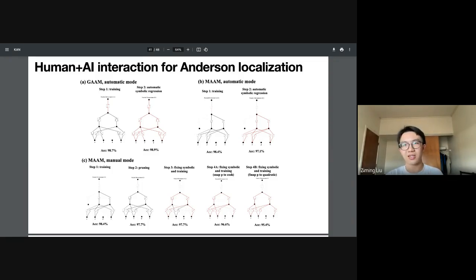But in terms of scientific discovery, sometimes there does not exist a strict or exact symbolic formula. As long as the formula can tell us something about the system and also have some prediction power for the system, that would be a nice prediction.